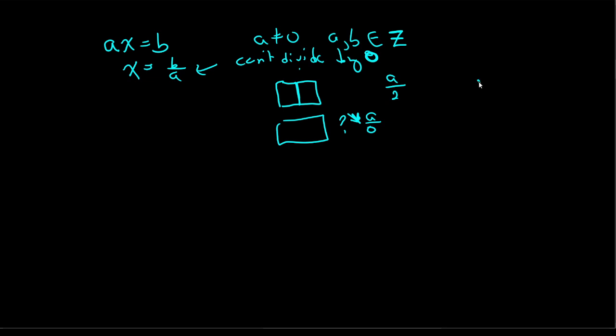or let's say I have 4 things, and I want to divide the 4 things into 2 sections, I have 4 divided by 2. But if I have 4 things and I want to divide it into 0 groups, again, the definition doesn't work. And so we say division by 0 is undefined.